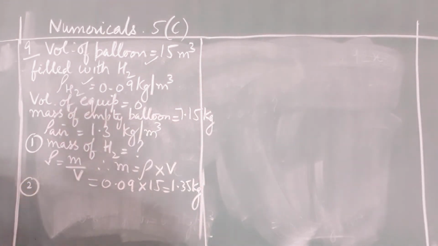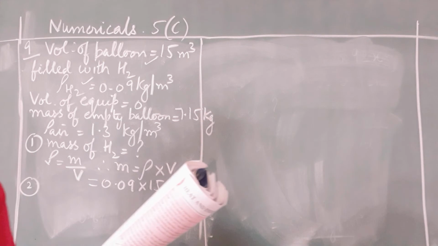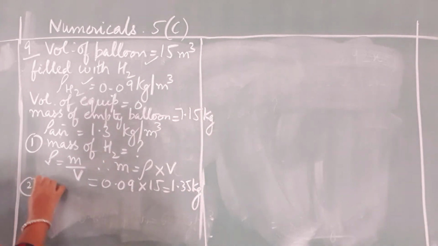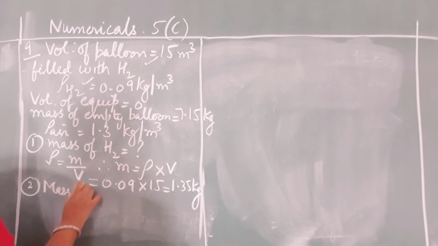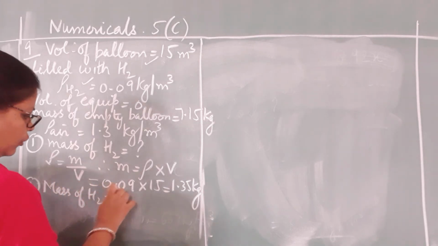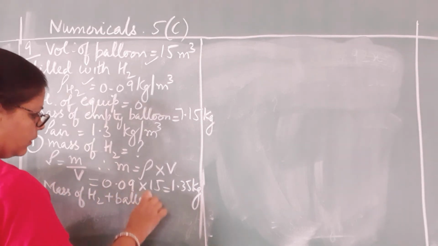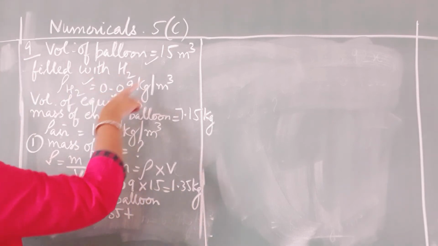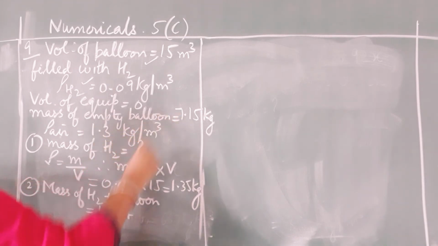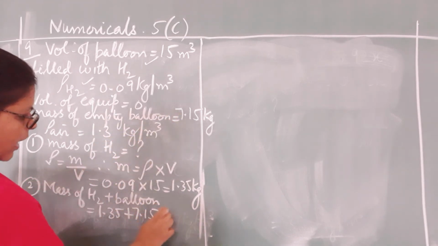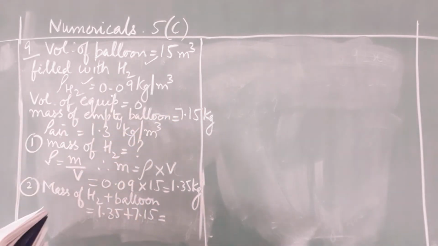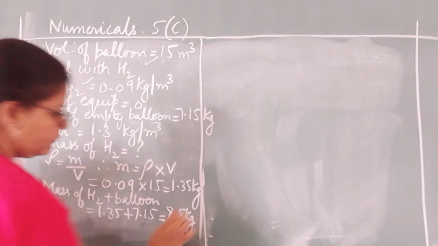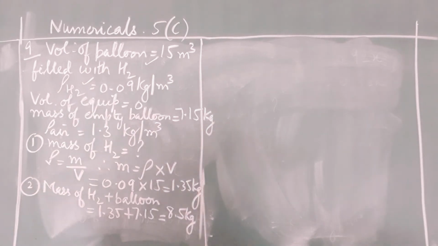Okay, now I come to the second part. It says you are supposed to find the mass of the hydrogen plus balloon. So mass of hydrogen plus balloon. You have already found out the mass of hydrogen, 1.35, and you already know the mass of the balloon here, 7.15. Now when you add the two, you get 8.5 kg. Okay, it is easy, it is simple to understand.